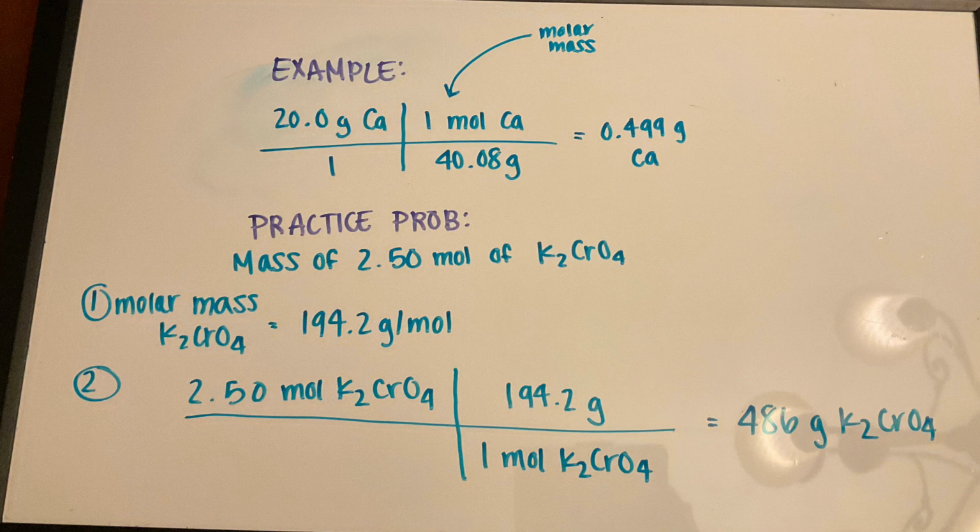The first step in solving this practice problem is finding the molar mass of K2CrO4. You know you'll have 2 Ks, 1 Cr, and 4 Os. Find the molar mass of each atom on the periodic table and add them all together. So you should end up with a total of 194.2 grams per mole. When you have that, you can take your 2.50 moles of K2CrO4 and multiply it by the molar mass. So multiply it by 194.2 grams for every 1 mole. Cancel out the moles, and you should be left with 486 grams of K2CrO4.